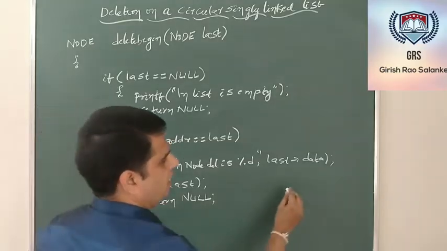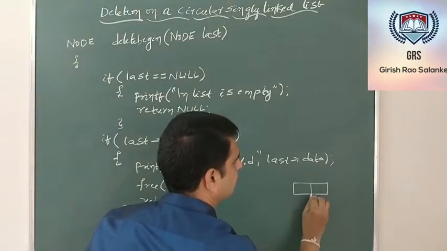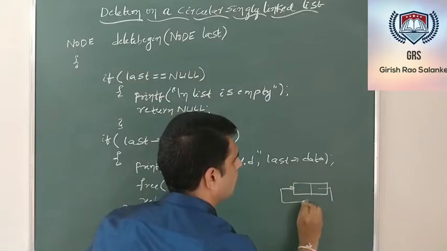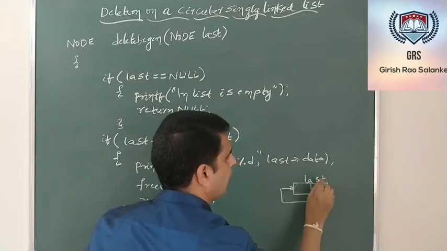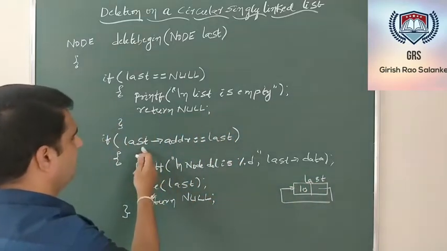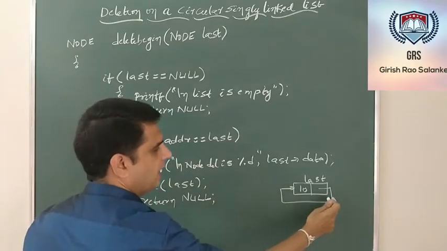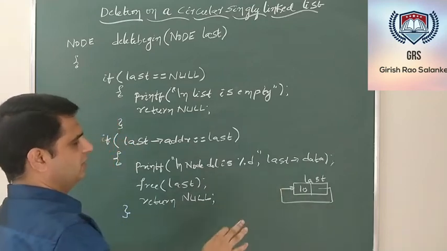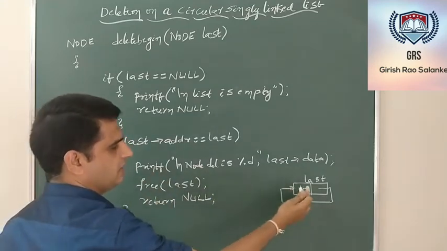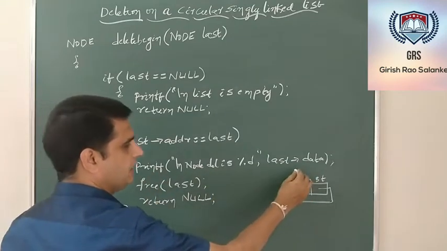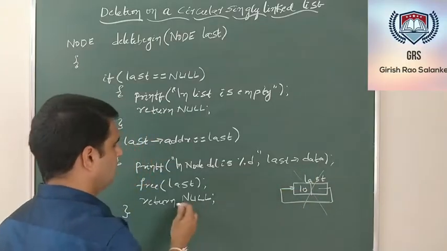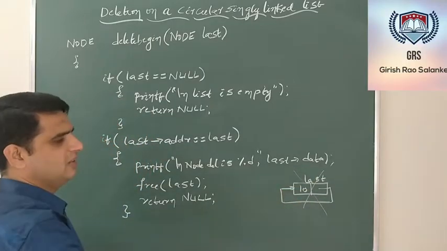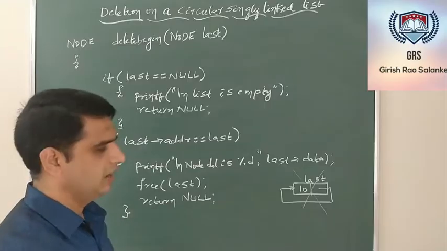Now in this case, my list would be something like this. The list is having only one node. I want to delete this node. So I am checking if last of address is equal to last. If it is pointing to last, then I have to delete this node. So printf node deleted is last of data. I am printing 10. I am deallocating the memory. So free last, and the list does not exist after deletion. So I am returning null.